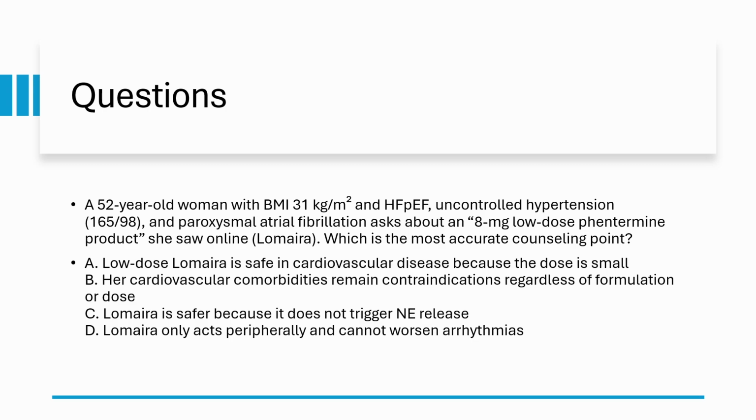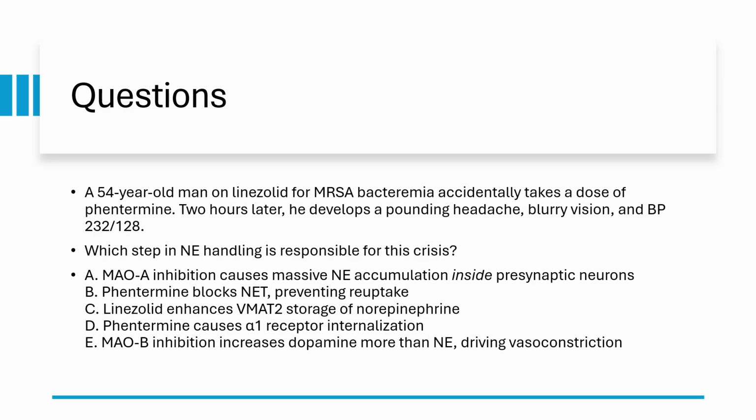A 52-year-old woman with a BMI of 31 and heart failure with preserved ejection fraction, uncontrolled hypertension over 165/98, and paroxysmal atrial fibrillation asks about the 8 milligram low-dose phentermine product she saw online, Lomaira. Which is the most accurate counseling point? B is the answer.